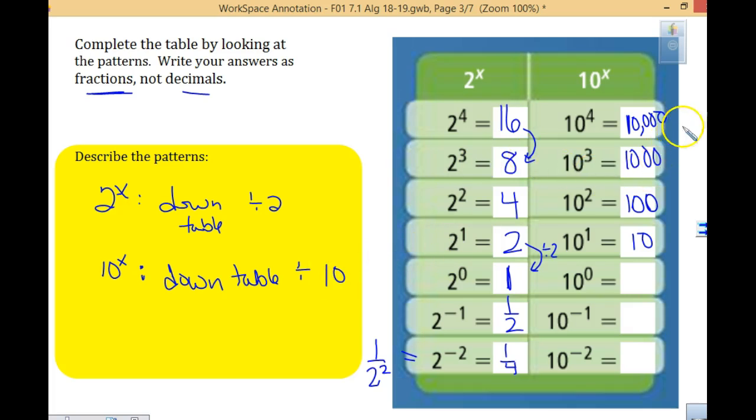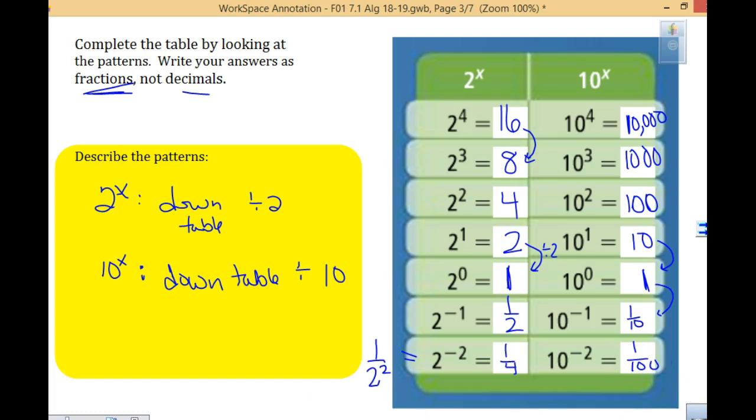Someone said moving the decimal back one place. Yes, but we want to keep it as a fraction. So 10 divided by 10, 1. 1 divided by 10, 1/10, and then 1/100.